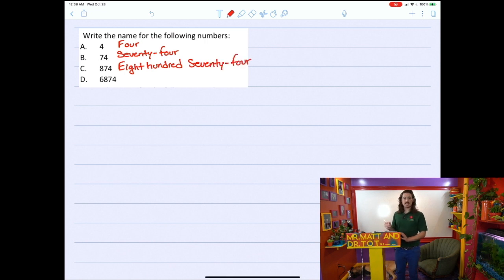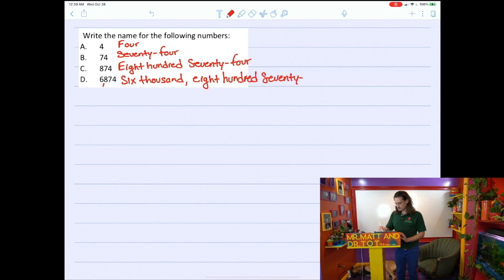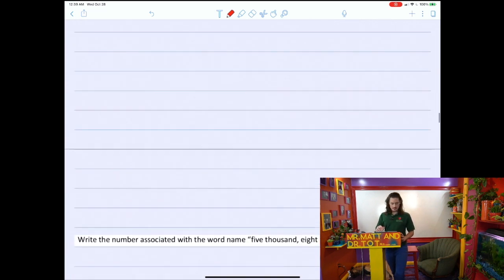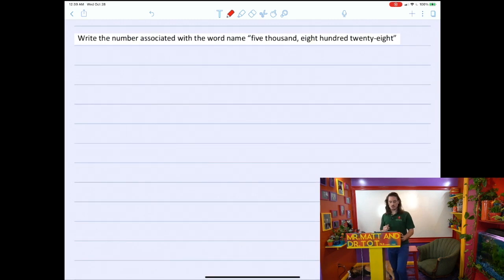And D, 6,874, start with 6,000. Now there wasn't a comma here, there should have been, but we know that after the thousands place there needs to be a comma. So 6,000 comma 800 70 hyphen 4. As always, if you have any questions, please let me know. I'll give you 1 minute. Please write the number associated with the word name 5,828.